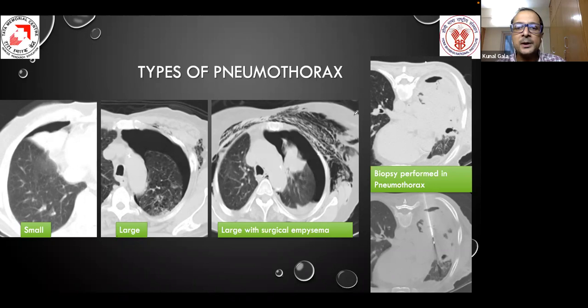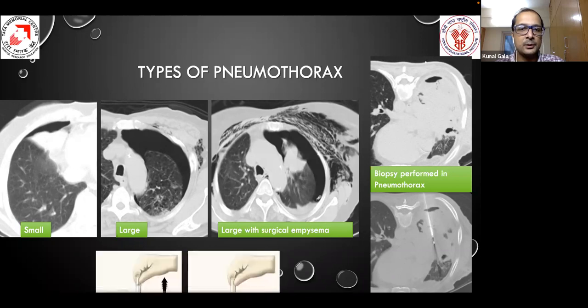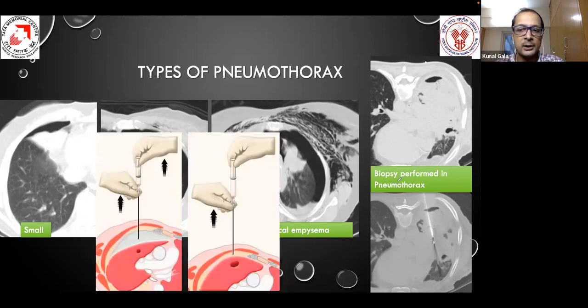Can one do a biopsy in a pneumothorax? This is a patient who had undergone a pleural effusion tapping, and there is a pneumothorax, and the mass is located in a central hilar location. So one can perform a biopsy in a pneumothorax, although the needle penetration would require a few jerky movements. So that is the time where one can perform a biopsy in case of a pneumothorax.